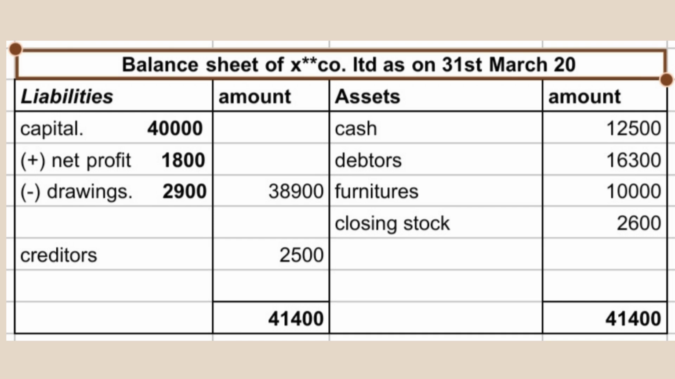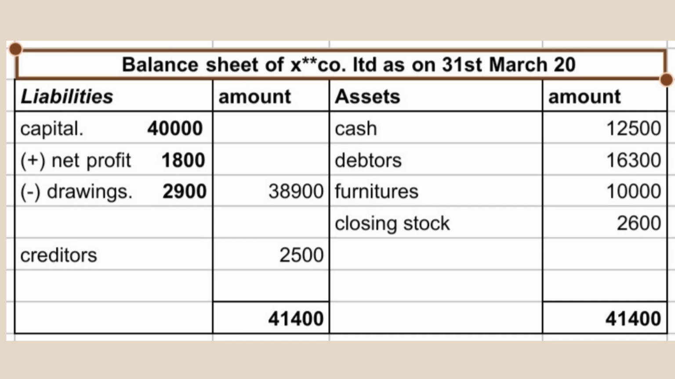Why should we deduct it? Because we follow the business entity concept. According to that concept, business and owner are treated as two different persons. When the business owner is withdrawing his investment from the business for his personal use, then it should be deducted. Again, he is liable to pay back. That's why we are writing it on the liability side. Therefore, minus drawings 2900, calculate and you will find 38,900 as the total. Then the last item in liabilities, creditors 2,500.